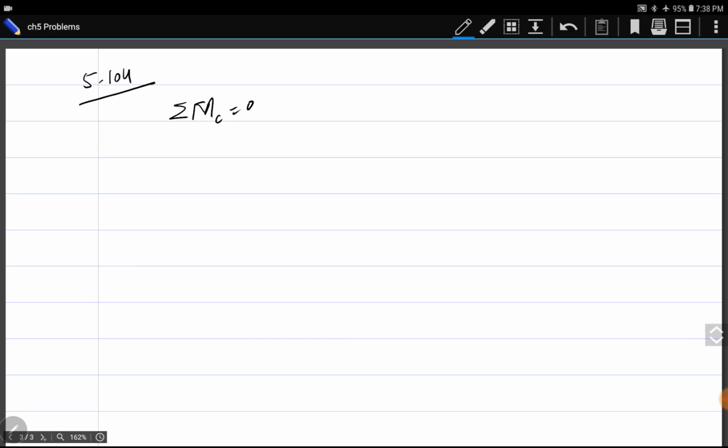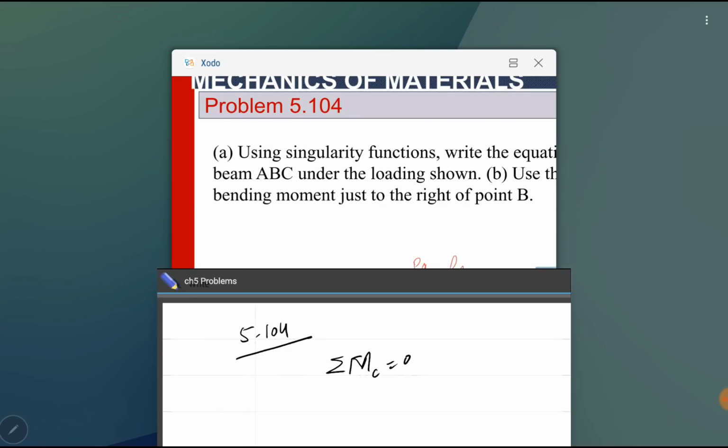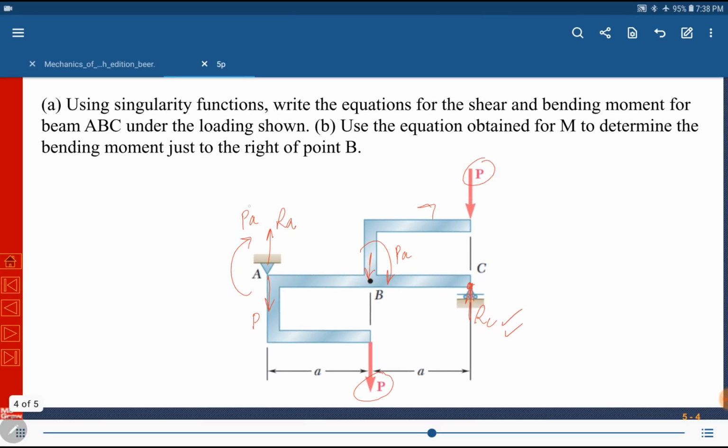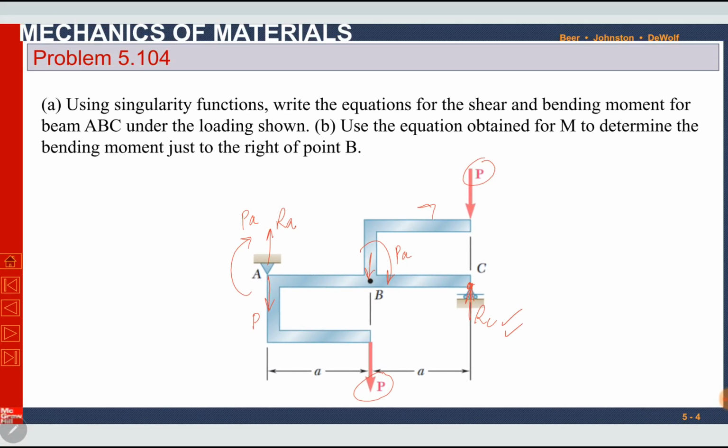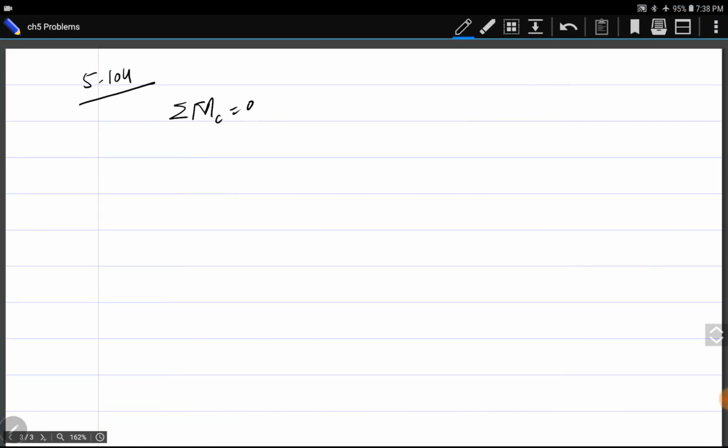Okay. How many moments are there? Here's one moment, PA. Then this force RA is producing a moment RA multiplied by 2A. Then this force P is producing a moment P into 2A. Then there's a moment PA again. And then this force P is producing a moment PA. Okay, so I will keep all these moments here.